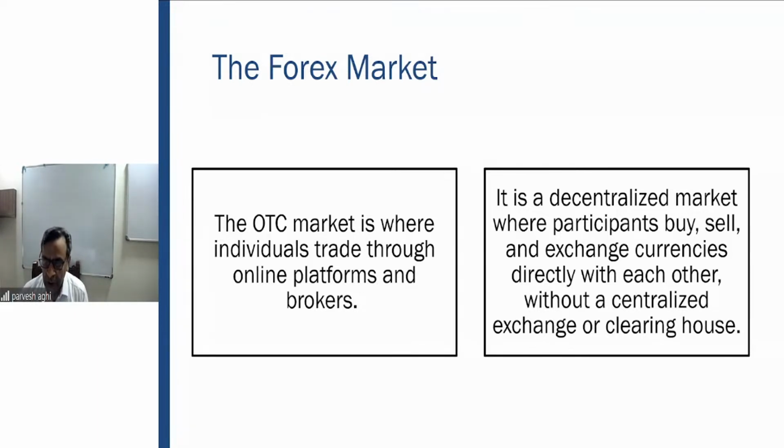Suppose I require dollars, so I will go to the broker either through an online platform or go to his shop there and buy dollars. So the participants directly go and exchange currencies, or if a company is there, they can go to the bank, or they can ring up a bank or go to the online portal of a bank and purchase foreign currencies without the help of any regulator or any exchange house or any clearing house. So this is all done directly.